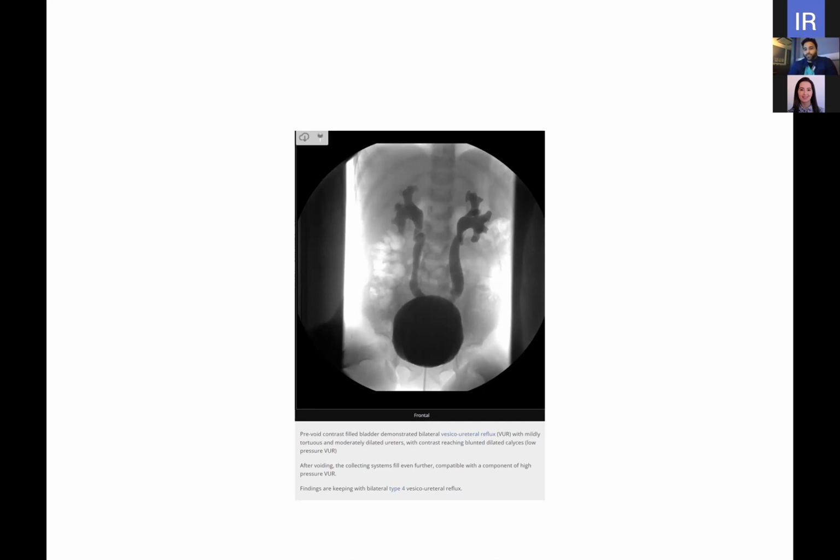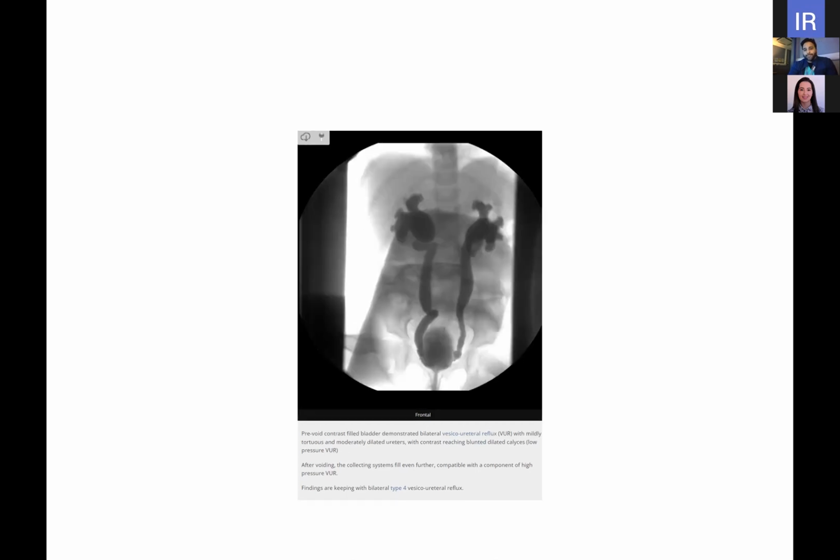So you see reflux of contrast into both the ureters up to the renal pelvis and to the level of the calyces here bilaterally. And as the patient voids or urinates, there's further reflux up into the collecting system, as you can see here. And it's moderately dilated, so I'd classify this as a grade 4 reflux.